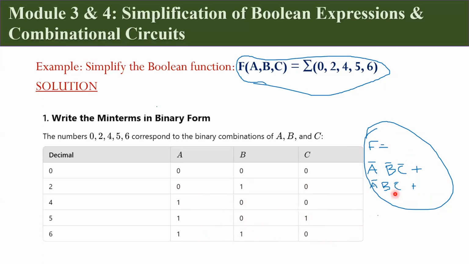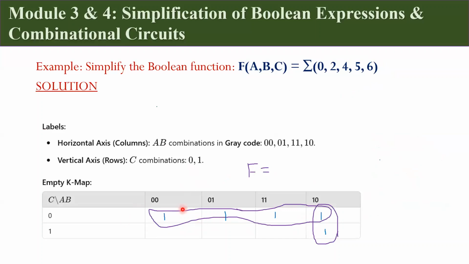And from either this or this number, you can then fill in this Karnaugh map. Now for this Karnaugh map that you have here, we already define our AB as this row, which is 0, 0, 0, 1, 1, 1, 1, 0. And we have 0, 1 here, representing the C.